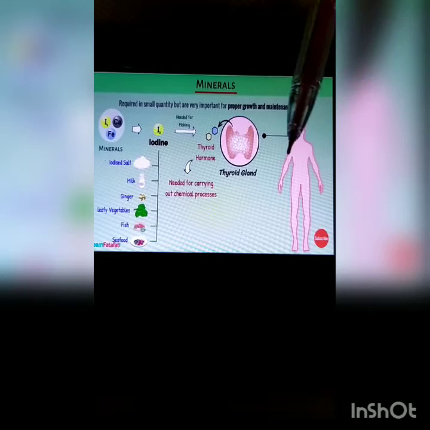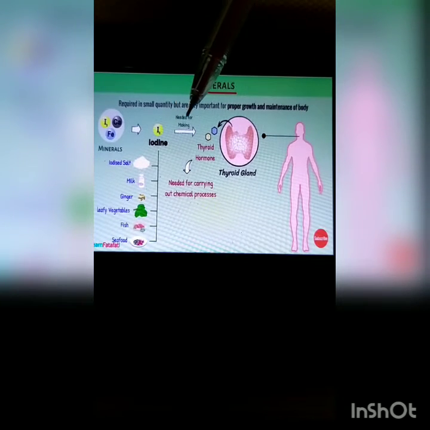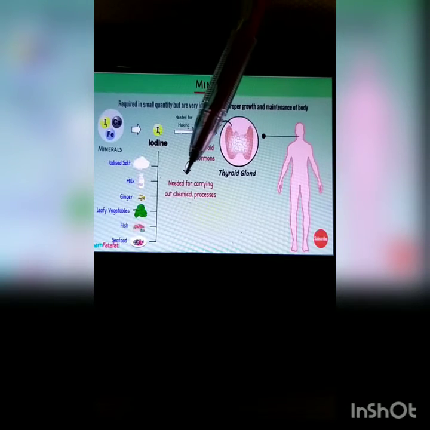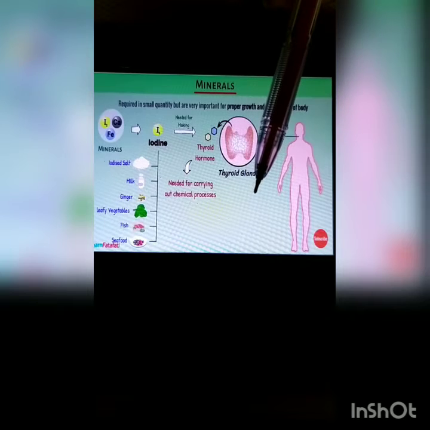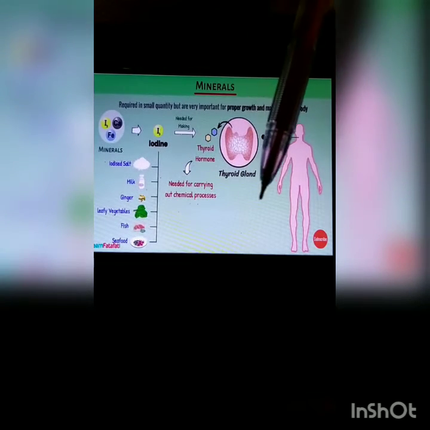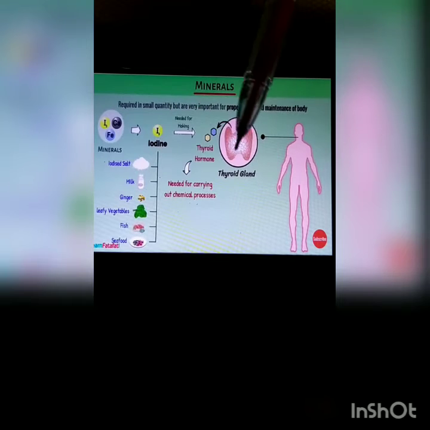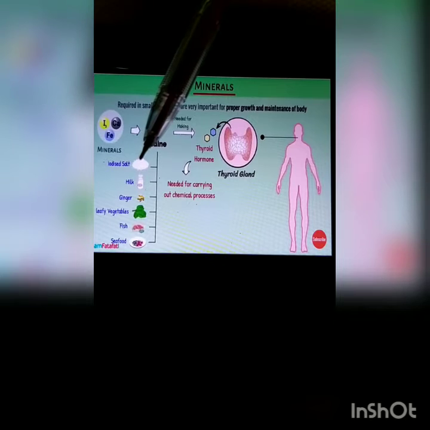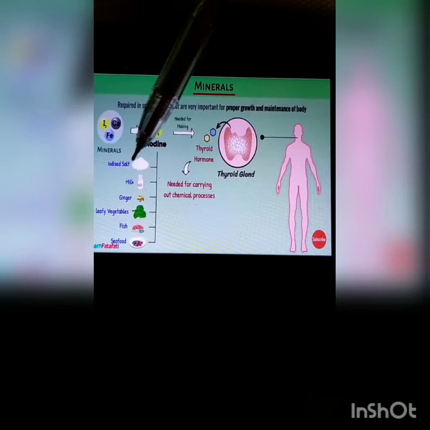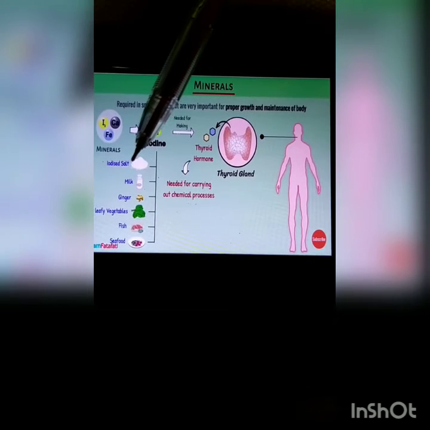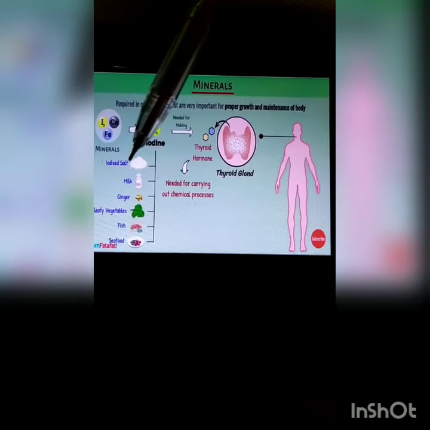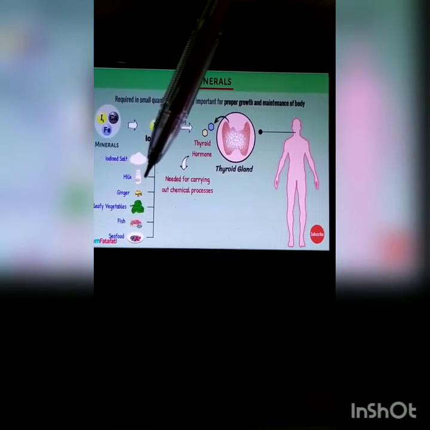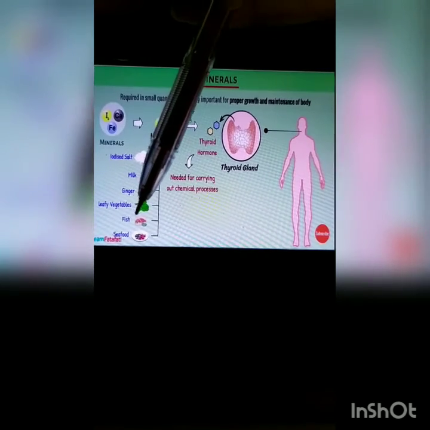Then iodine is needed for making the thyroid hormones, which again are needed for carrying out some of the chemical processes in our body. So where do we get this iodine mineral from? That is iodized salt, the Tata salt that we use at our home. We get the proper amount of iodine. So the salt must be consumed in a proper amount, neither less nor more. Then we get it from milk, ginger, green leafy vegetables, fish, and some seafood.